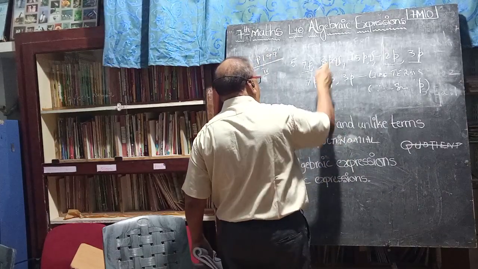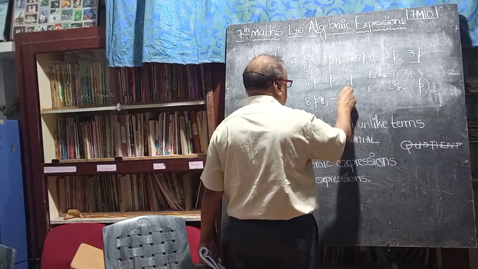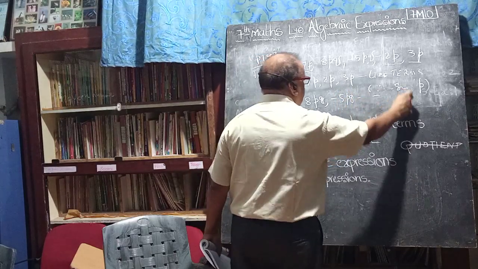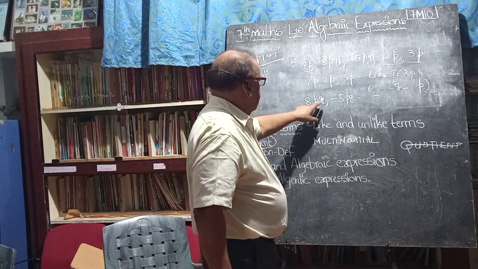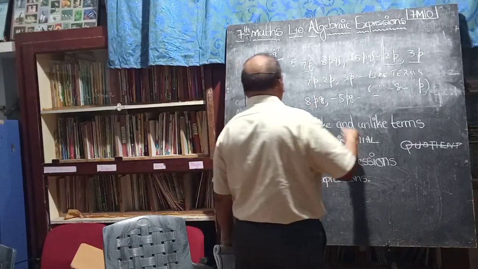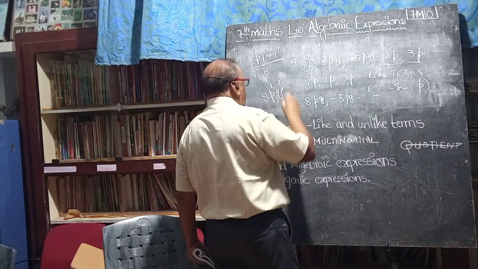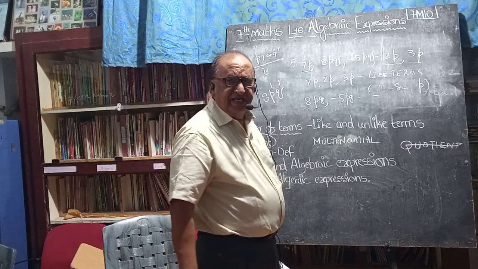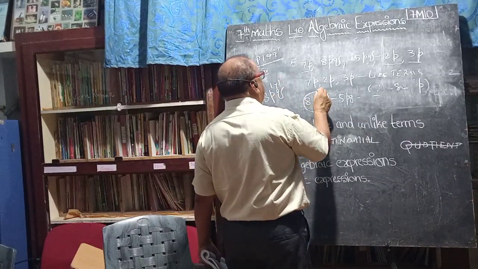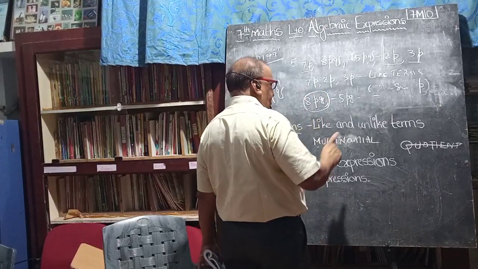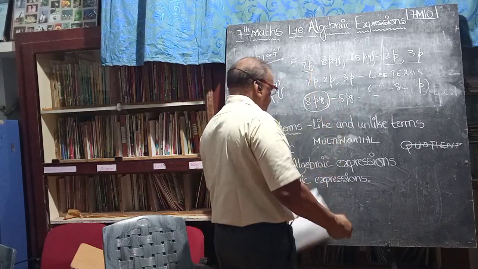Now the next one is 8pq and 5p minus 5pq. These are again like terms. Instantly I will tell you what is the order of these. 8pq means p to the power 1 and q to the power of 1. If you add the indices, 1 plus 1 is 2. So this is second degree. But how many terms are here? Only one term.